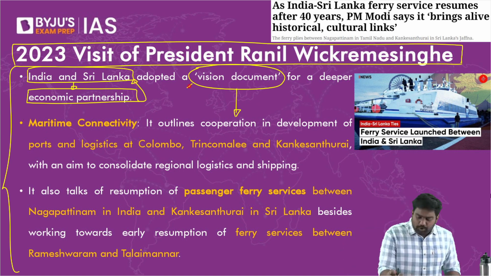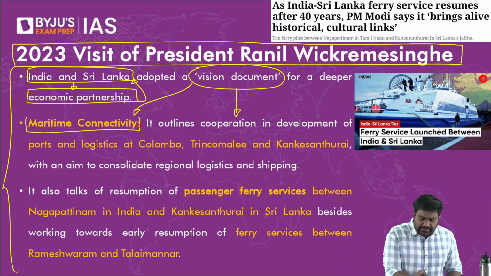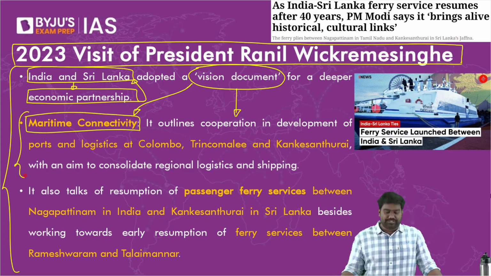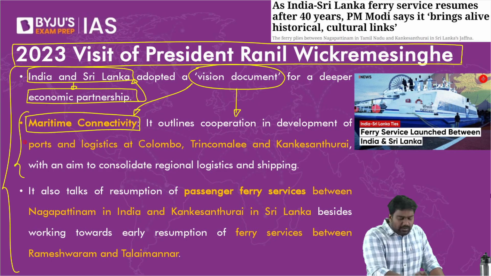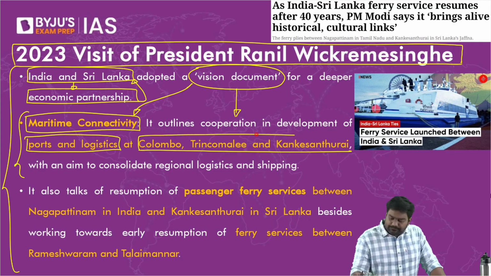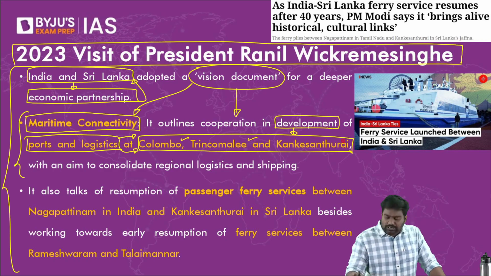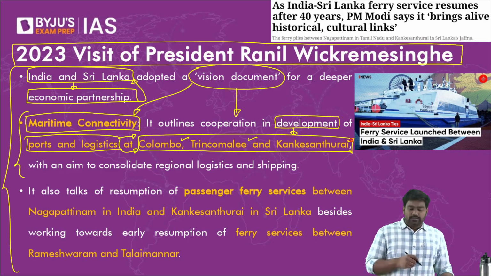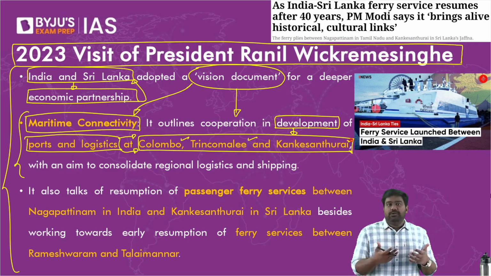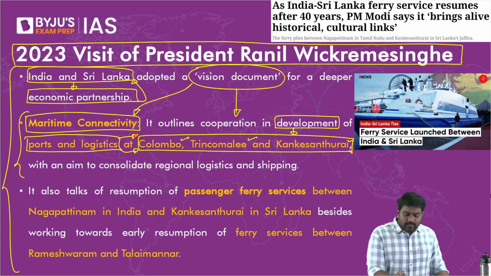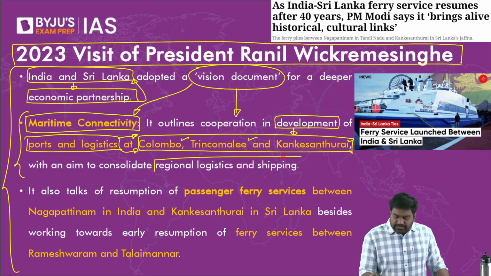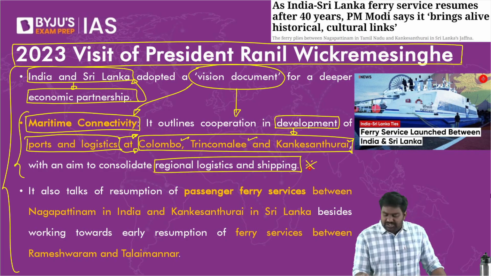Under the vision document, both the countries have prioritized maritime connectivity. Sea-based connectivity has been made a focus with revival of port and logistics cooperation at key ports of Sri Lanka. India will play a role in further developing the ports and logistic facilities at Colombo Port, Trincomalee Port, and Kankesanthurai Port. All right, the existing ports will get a facelift. Some of the port facilities and infrastructure around it and the logistics around it will be improved by Indian involvement. It will consolidate regional logistics and shipping, turning the region into a major shipping hub.